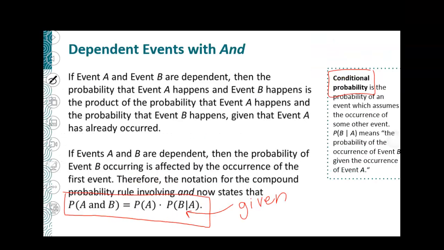Okay, sorry. I'm going to read this out loud. The probability of A and B equals the probability of event A times the probability of event B given that what already happened, the first event. Okay? Alright.